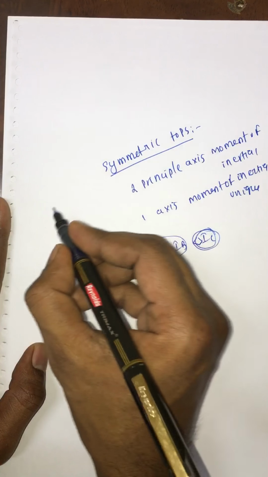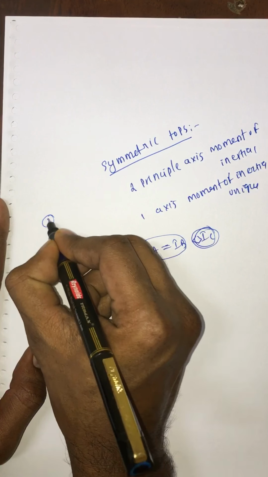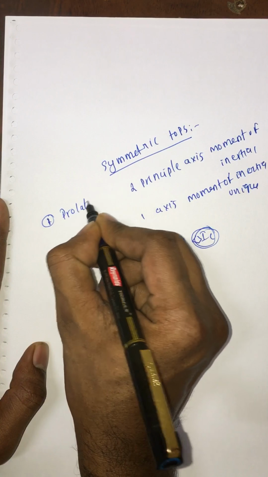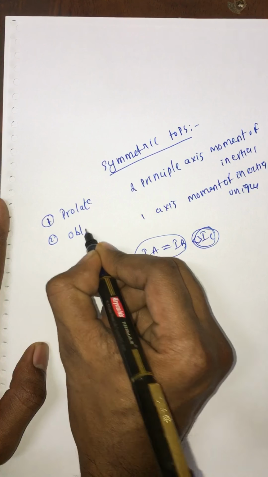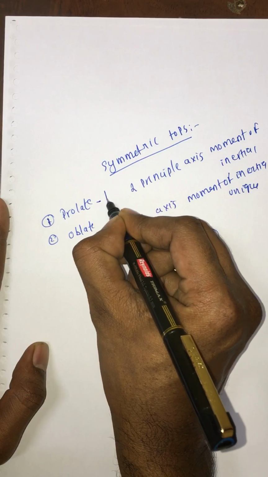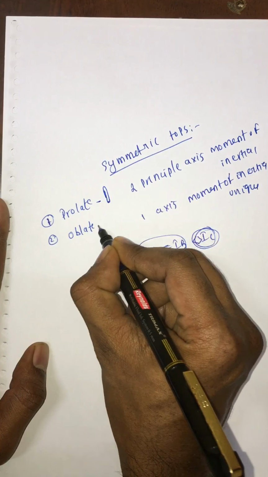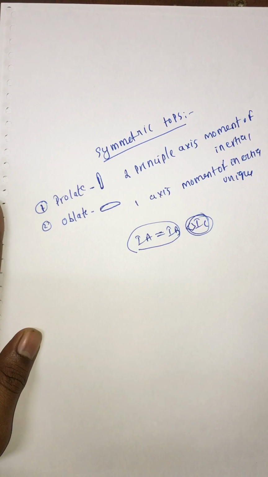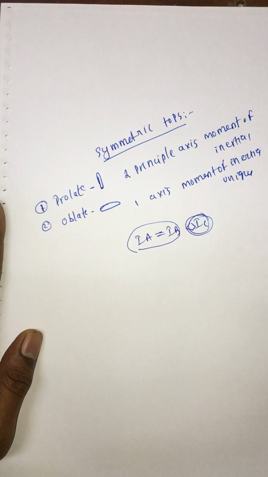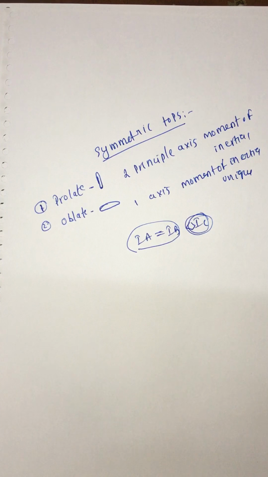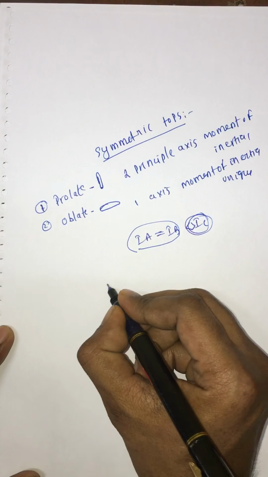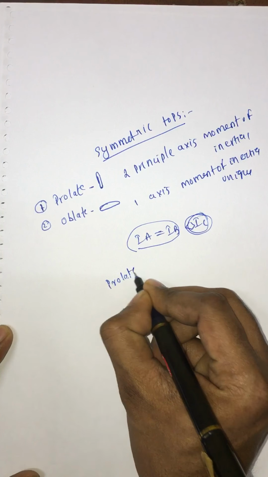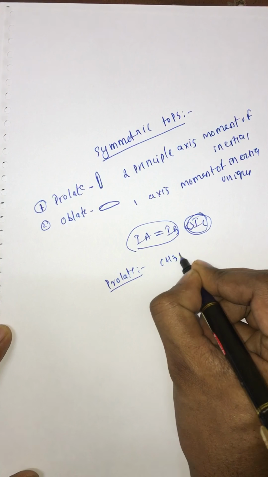Further, symmetric tops are classified into two types. One is prolate, the second one is oblate. Prolate means it's like a cigar, it looks like this, and oblate means this is the shape for oblate. Now we'll see how the prolate and oblate moments of inertia differ. For prolate molecules, we can take methyl iodide as an example.